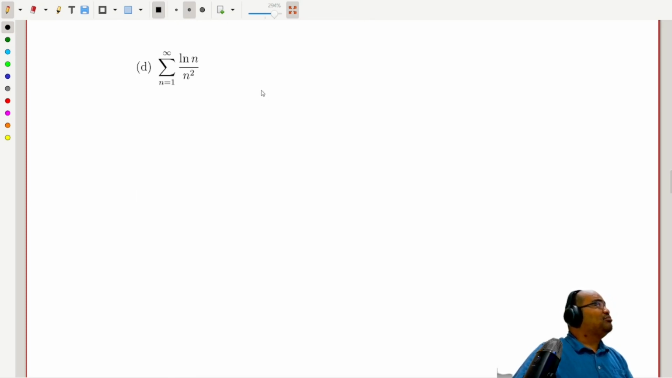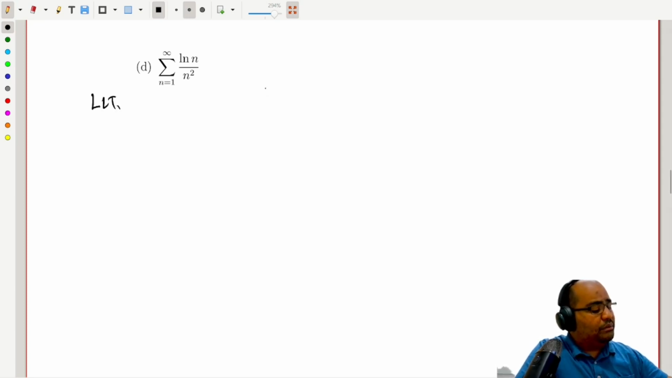Now, let's take a look at this one here, log of n over n squared. And I'm only going to do the limit comparison test for this one. And this is going to demonstrate that you may not always get useful information from the most natural choice of reference series. So we're going to go ahead and do this with the limit comparison test, but let's try to compare it against 1 over n.